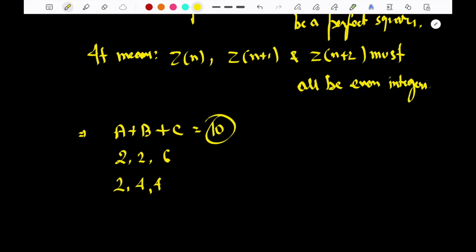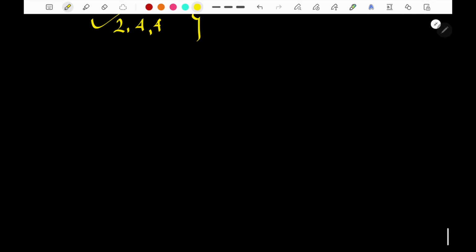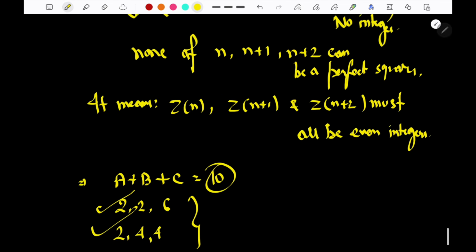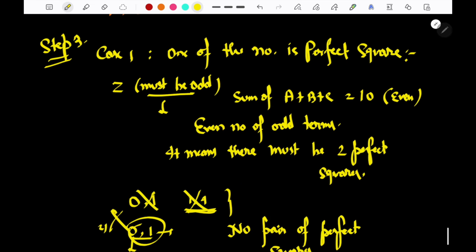But first let's test any other case for 10. If I say 4, 4, 2, this is already done. If I say 6, 6, not possible. So these are the only two possibilities, 2, 2, 6 and 2, 4, 4. Superb. So for set 1, this was step 3. Now step 4, let's test the cases.